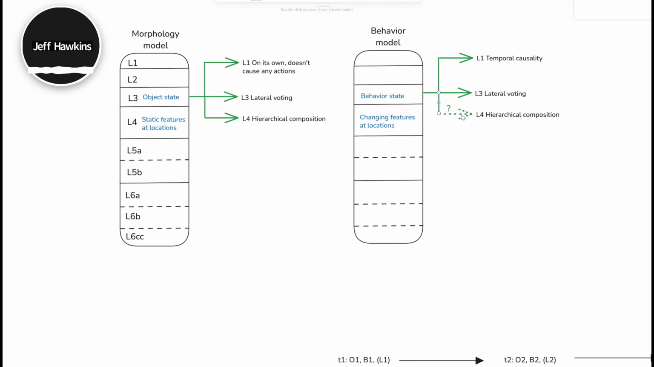And then I'm going to change the text to say, all right, hierarchical composition, behavior to object. Yes. Behavior to behavior, question mark. How about that? Yeah.